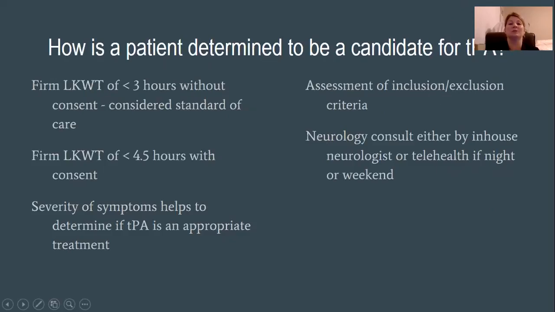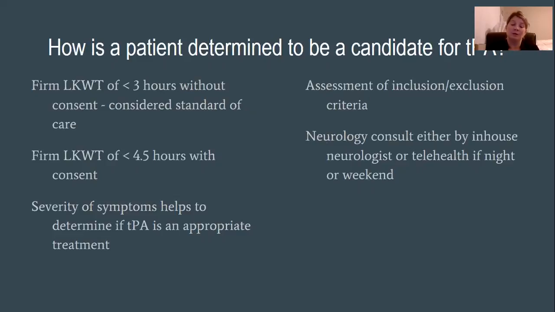So how is a patient determined to be a candidate for TPA? First, a last known well time of less than 3 hours is needed in order to give TPA without consent. If the last known well time is determined to be less than 4.5 hours, then consent is required because there are higher risks involved in administering TPA between 3 hours and 4.5 hours. After 4.5 hours, TPA is contraindicated and no longer a viable option for the acute stroke patient.